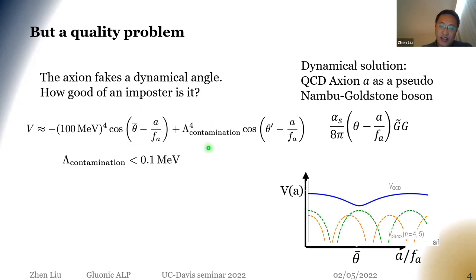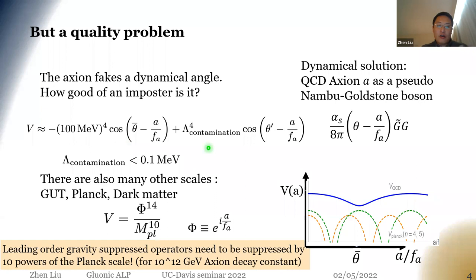But we all know there are so many other scales in nature, like the grand unified theory scale, the Planck scale, dark matter, etc. From a generic estimation, right, if we write down gravity as a Planck-suppressed operator, for instance, for a given axion decay constant of 10 to the 12 GeV, we need to forbid the Planck-suppressed operator.